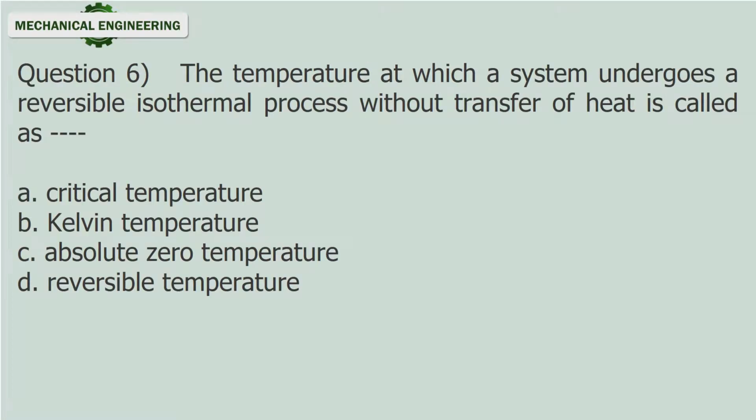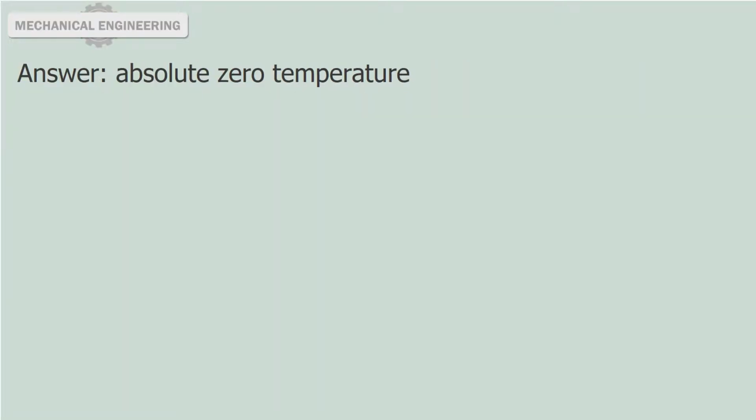Question 6. The temperature at which a system undergoes a reversible isothermal process without transfer of heat is called, fill in the blank. A. Critical temperature. B. Kelvin temperature. C. Absolute zero temperature. D. Reversible temperature. Answer: absolute zero temperature.